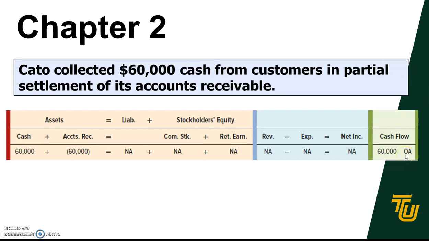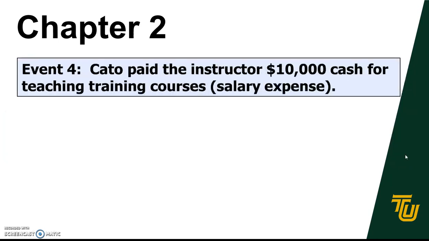Fantastic. Let's take a look at another transaction. Cato paid the instructor $10,000 cash for teaching training courses, salaries expense. Does this sound like a transaction that we saw in Chapter 1? I hope so. It should. We paid cash for an expense.